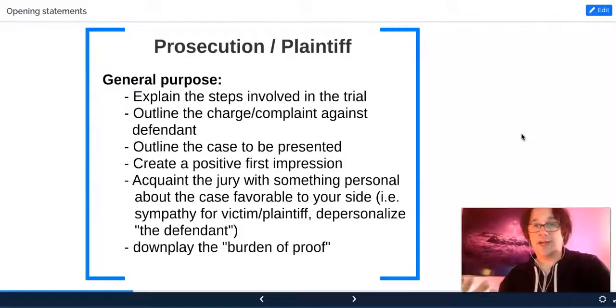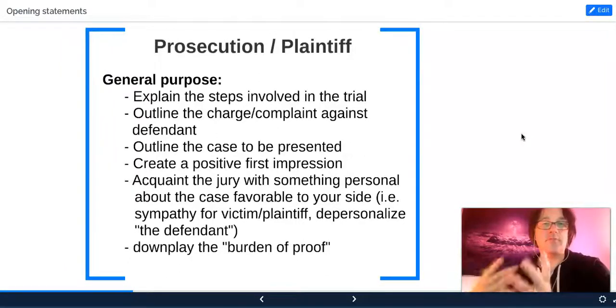You also want to outline briefly the case that's going to be presented. So give an outline of what you're going to show, what you're going to prove to the jury, right? So you're going to say the evidence will show that the defendant was at this place at this time and that he killed that person, right? So outline your case, including basically what the evidence is going to show.